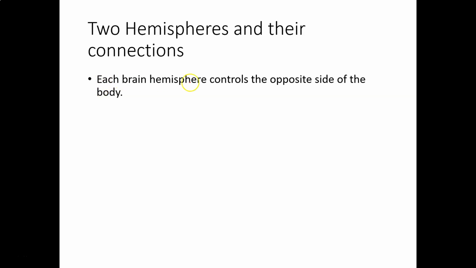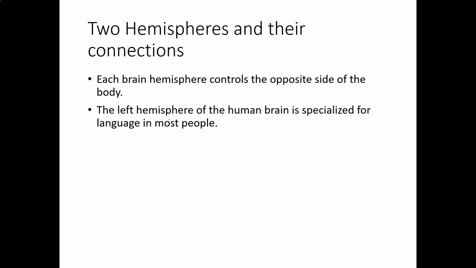So each brain hemisphere actually controls the opposite side of the body. So your left hemisphere actually controls the right side of your body and vice versa. And so when people end up getting strokes, where they have brain damage as a result of an aneurysm, simply looking at what half of their body is paralyzed, a doctor can determine which half of their brain the stroke occurred in. The left hemisphere is specialized for language in most people, regardless of handedness.